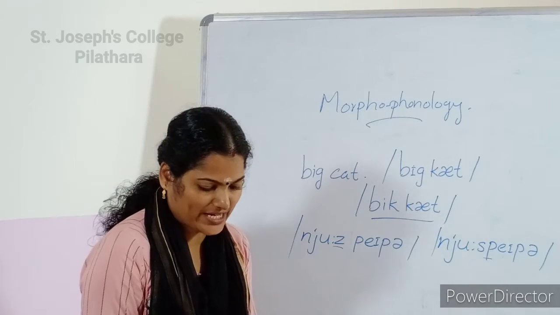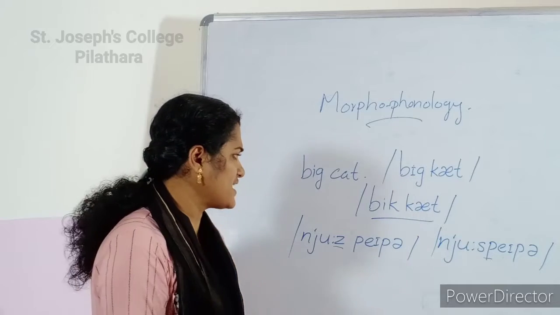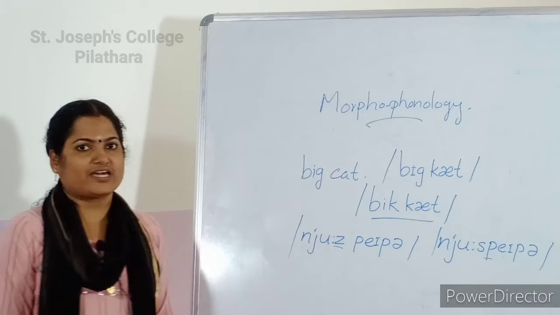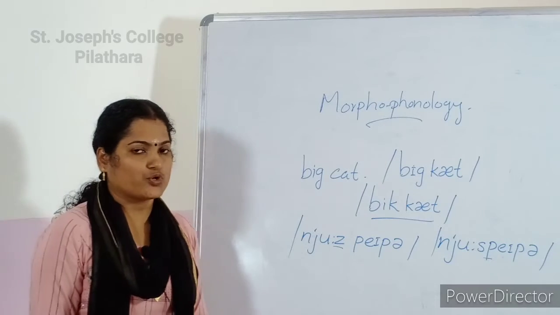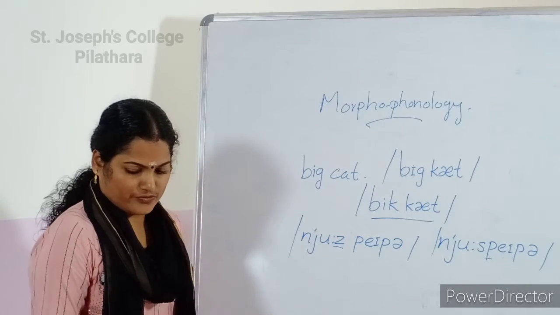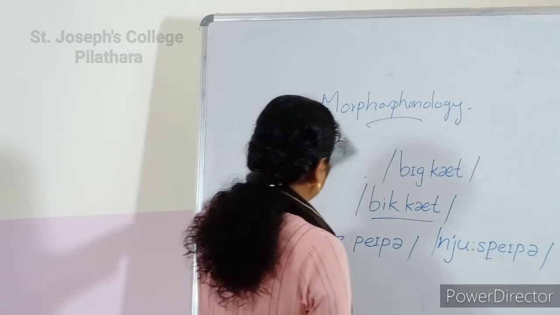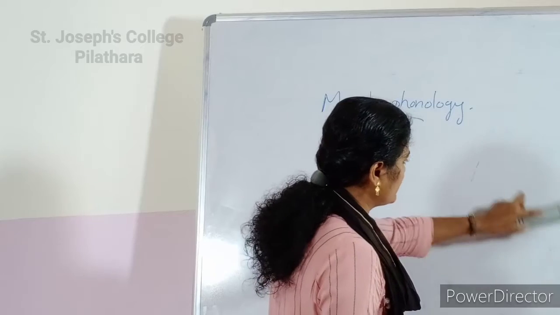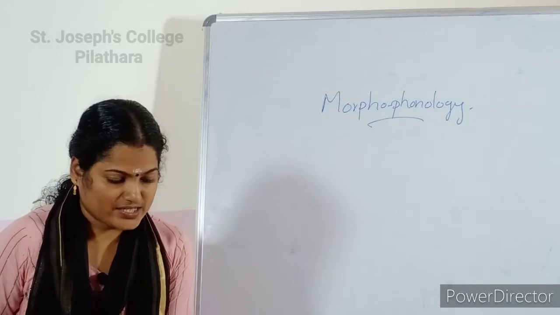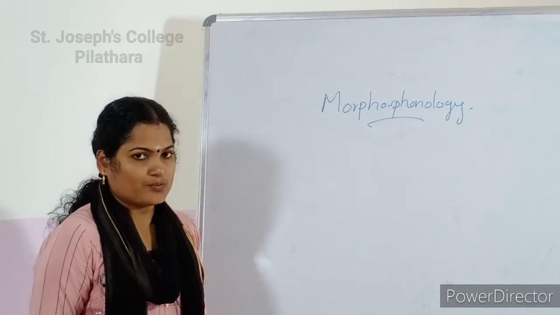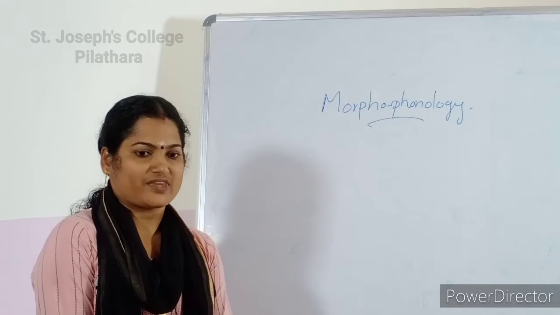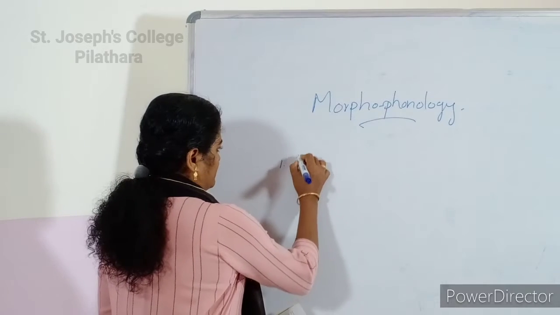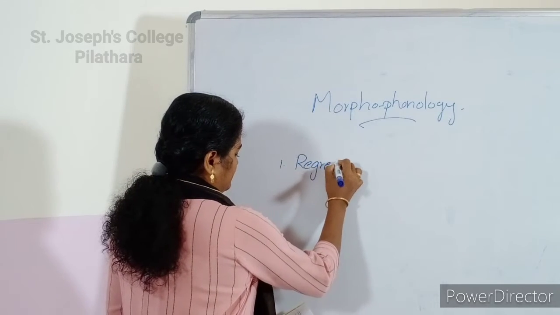And assimilation is of two types: regressive assimilation and progressive assimilation. First one, regressive assimilation.